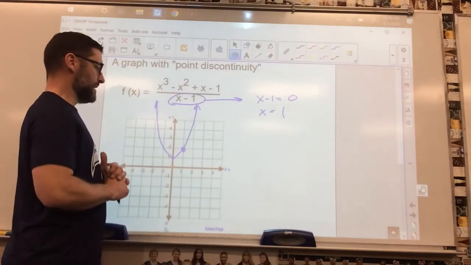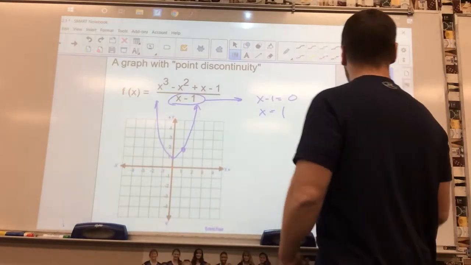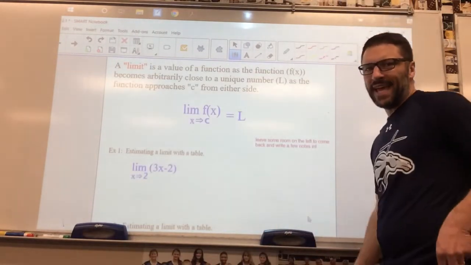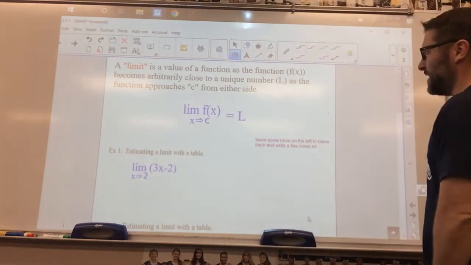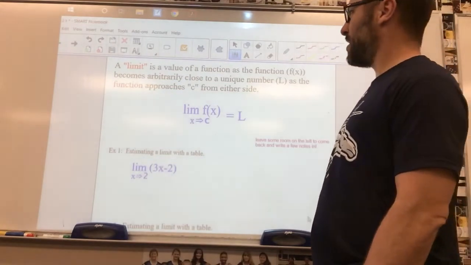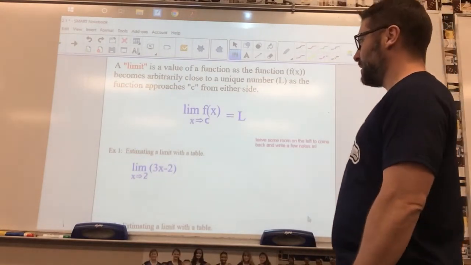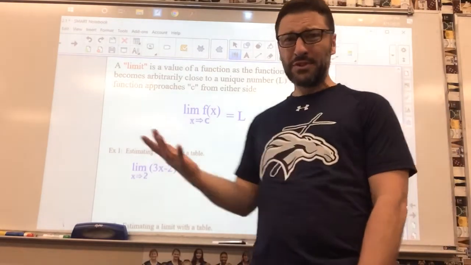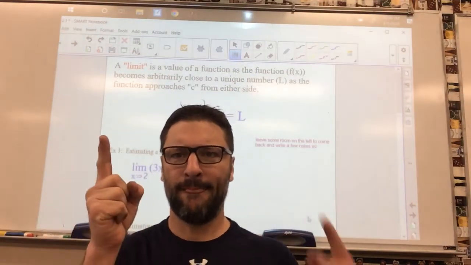So a couple of algebra concepts that we're going to do. Okay, so limits, thing 1. What is a limit? A limit is a value of a function as the function f of x becomes arbitrarily close to a unique number L as the function approaches c from either side. First of all, arbitrarily close. It's like this.